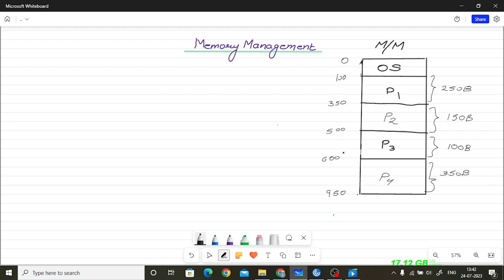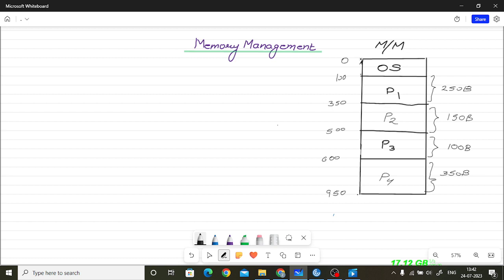So today I am going to discuss how, in dynamic partitioning, the operating system will keep track of the free spaces which are present in the main memory. How are these free spaces created?